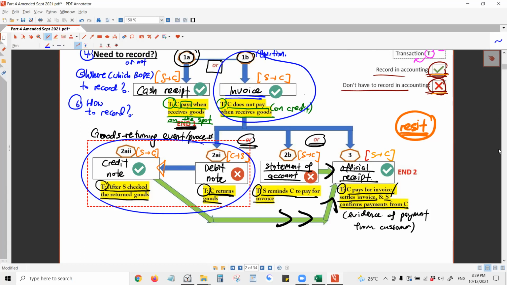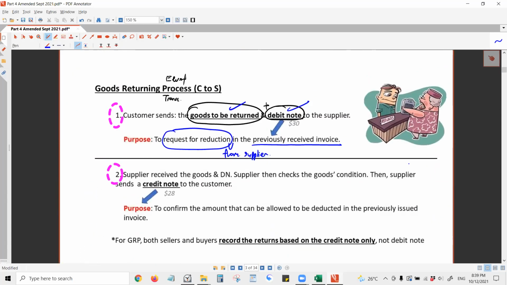So the purpose of the debit note is to let the supplier know that the customer is telling the supplier, please help me to reduce an amount from the earlier invoice. Because some goods have been returned, right? A portion of goods have been returned, right? Therefore, customers should owe less, agree? Therefore, you have to make this request so that customers will owe less after the goods returning.